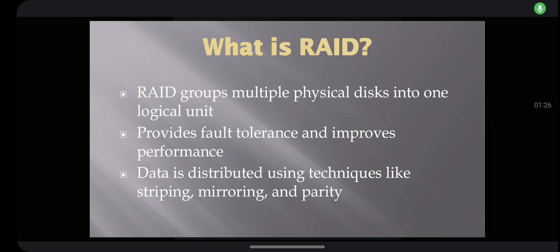And next, what is RAID? RAID turns multiple disks into a single logical unit and it enhances fault tolerance. It uses three core techniques: striping, which spreads data across the disks for speed; mirroring, which duplicates data for safety; and parity, which helps recover the data in case of failure. Data is distributed using techniques like striping, mirroring, and parity.